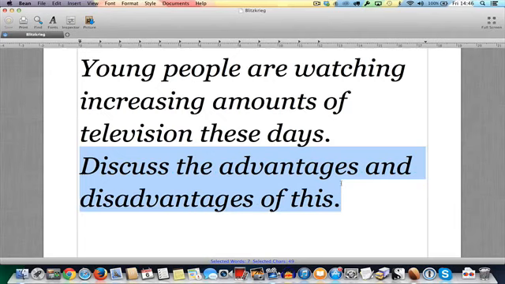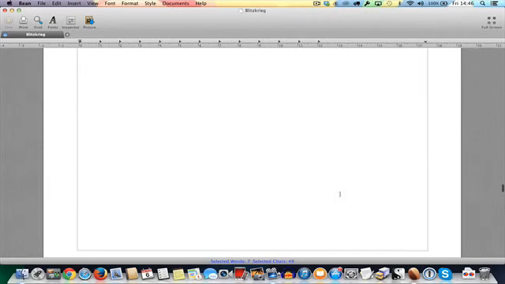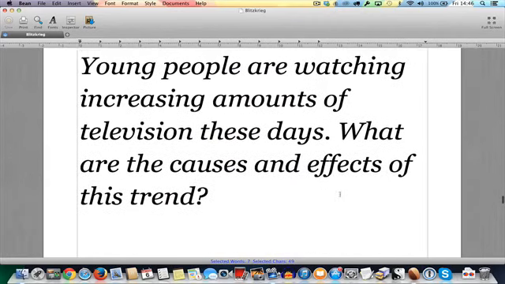and then from that comparison derive some sort of conclusion. And so obviously discussion essay structure is the most fitting way to address this question. Now in this version of the question we have, young people are watching increasing amounts of television these days. What are the causes and effects of this trend?